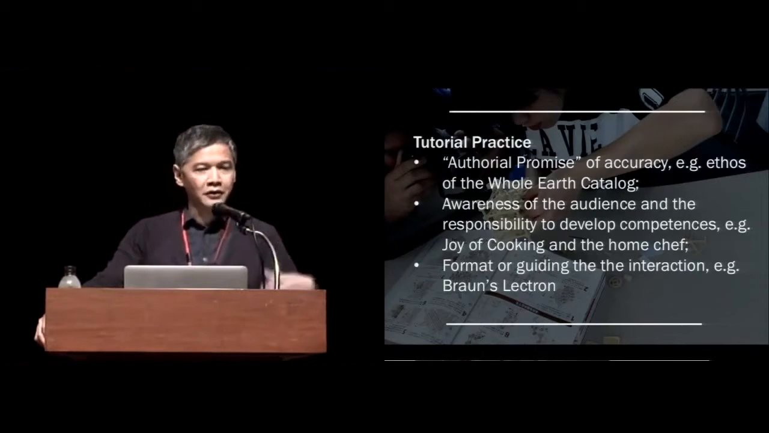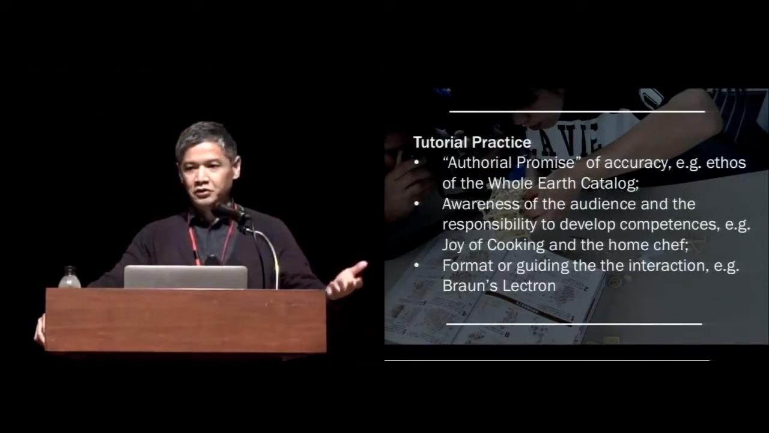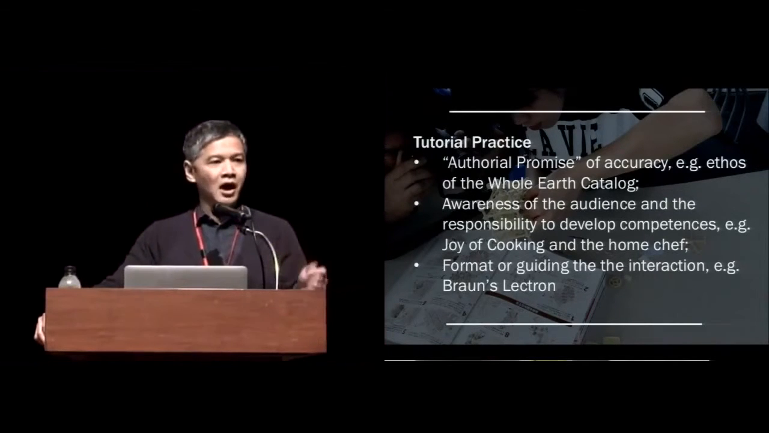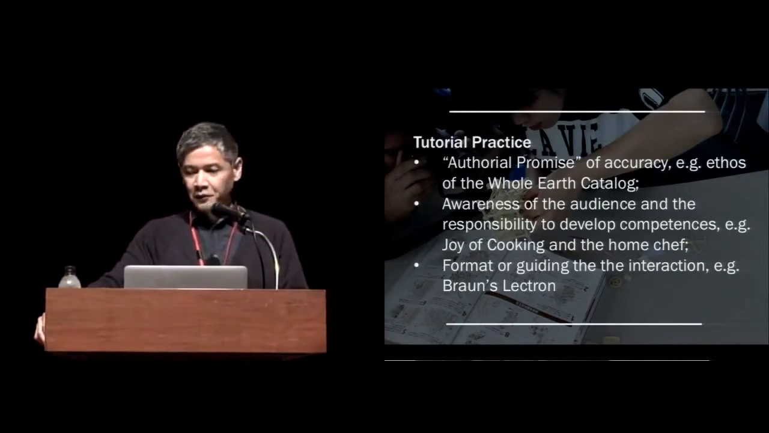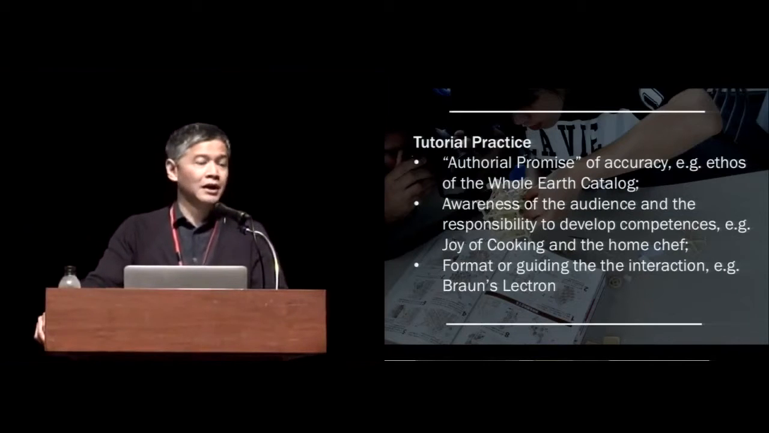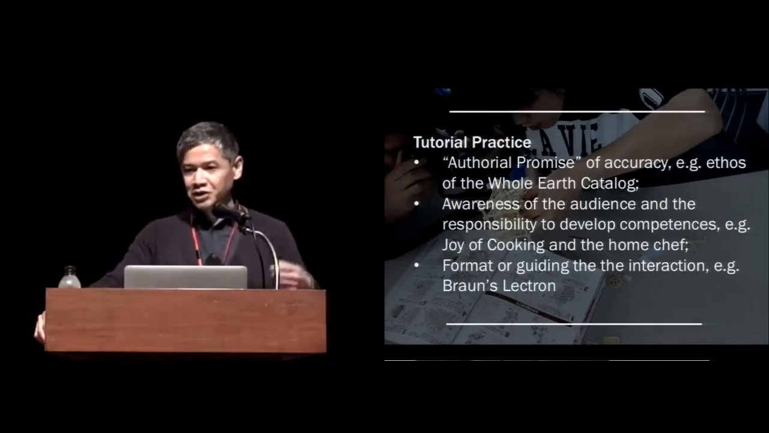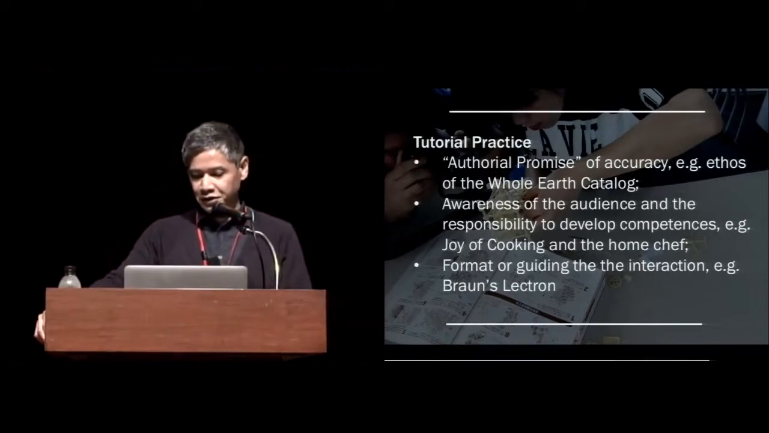And not only how to do a particular thing, as I showed in the Joy of Cooking book, but really taking on the responsibility to develop the competences within the audience. That was the goal within the Joy of Cooking, to develop the home chef. And lastly, and we revert back to the example of the electron, which is really what Dieter Rams had done, which is shaping and guiding the interaction of the resource itself.